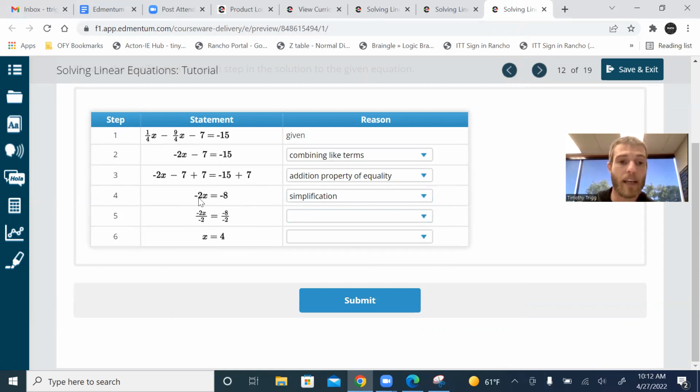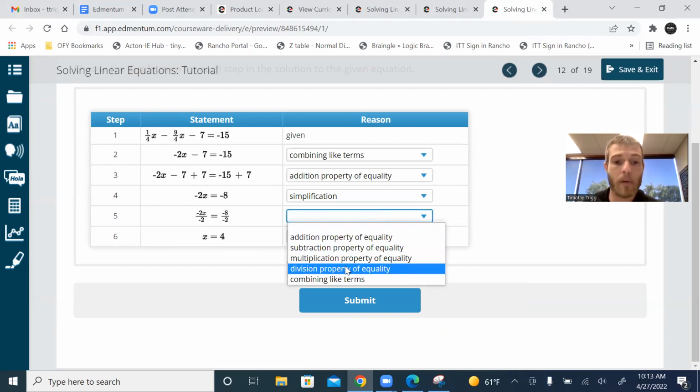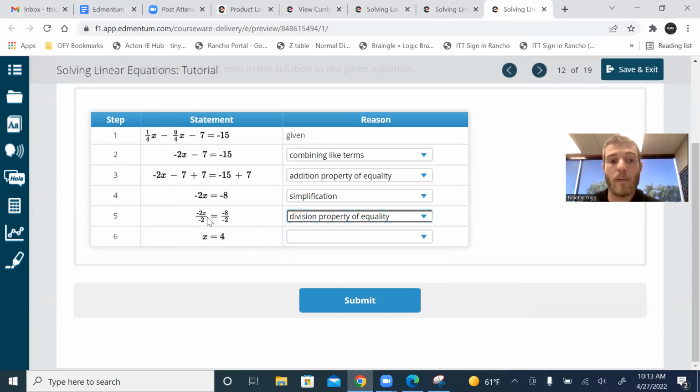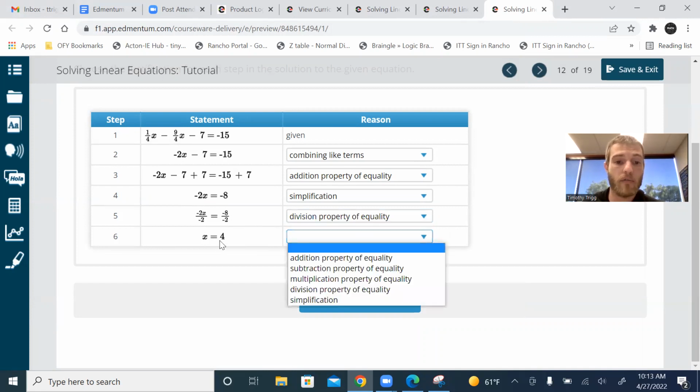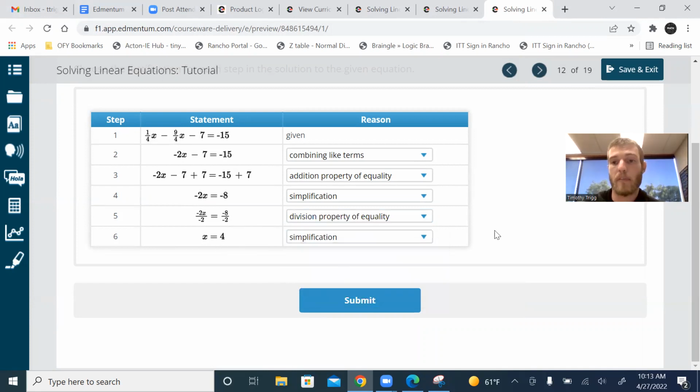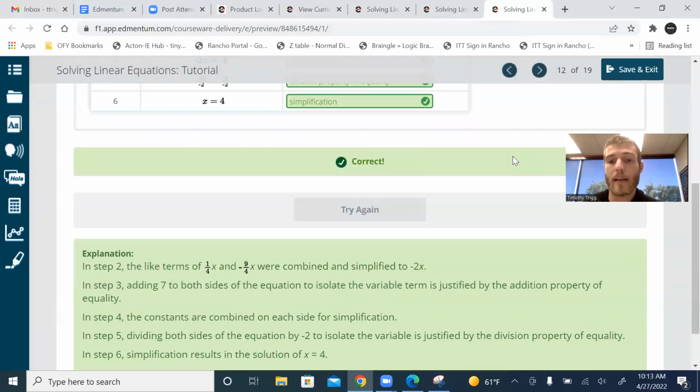Next, we have -2x equals -8. So we're almost getting x by itself. We just need to get rid of this -2. Remember the -2 right up against the x means they're multiplied. So we're going to have to divide to cancel it using the division property of equality. We divide both sides of the equation by -2, giving us 4. We just need to simplify. Okay. All right. I hope that made sense.